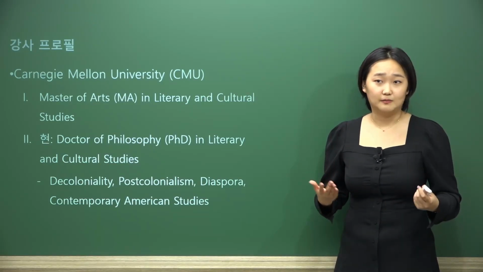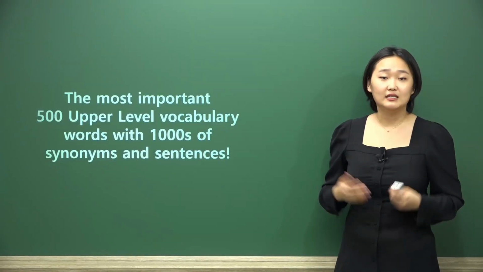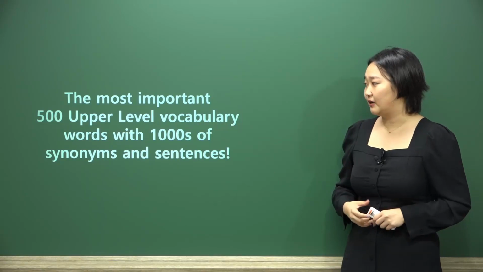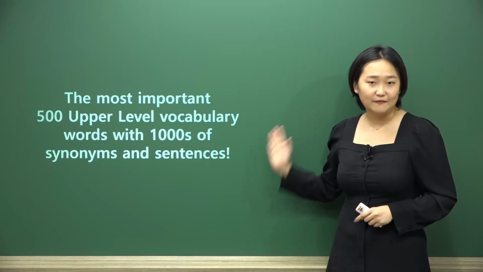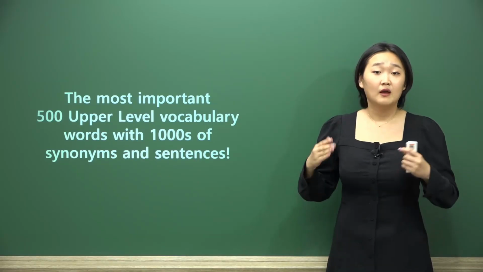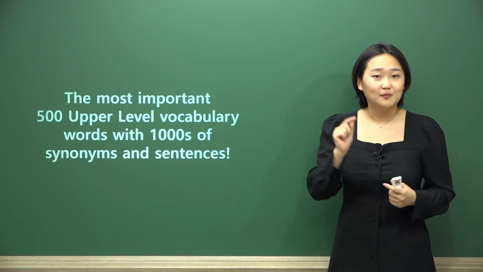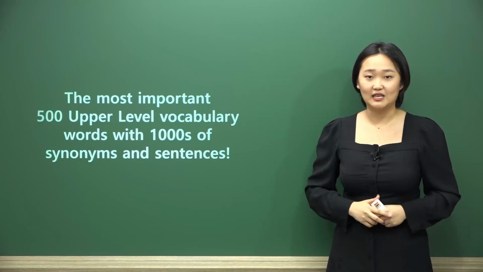And so keeping this in mind, when we put all this together, what is it that we're trying to emphasize here? It is this general idea that the most important 500 upper-level vocabulary words with thousands of synonyms and sentences will be discussed specifically in this series. Again, we can talk about vocabulary in other kinds of series as well.